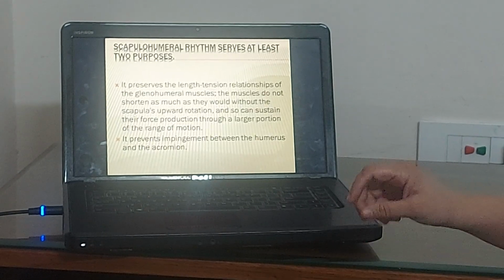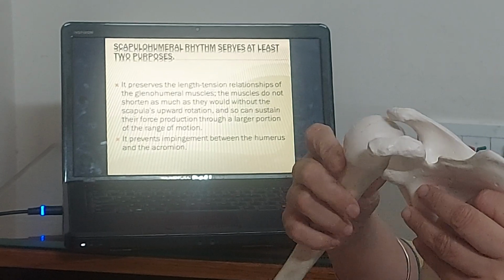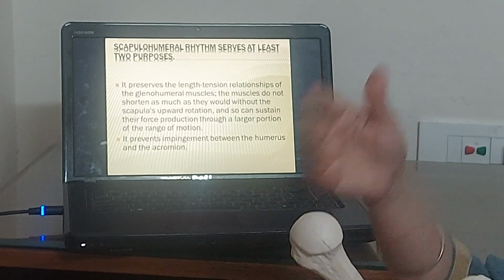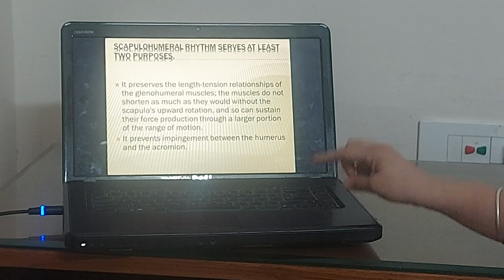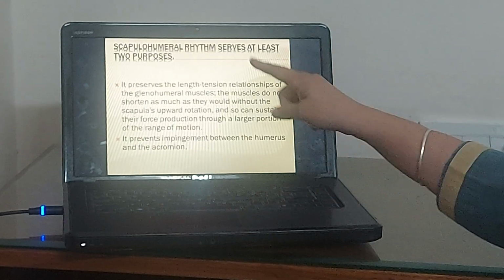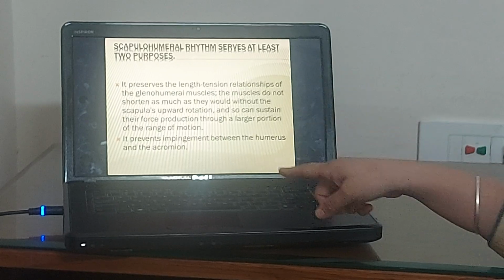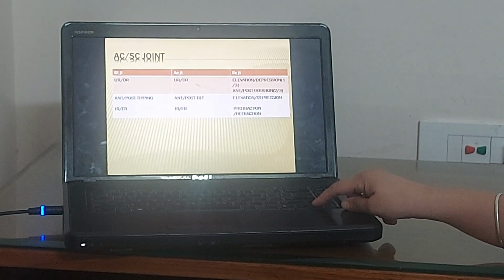Fine. The second is, it also prevents impingement, because of the lateral rotation which is happening, so it is preventing the impingement of the humerus at the acromion. So there are two purposes: the main purpose, it preserves the length tension relationship, and it prevents the impingement between the humerus and the acromion.